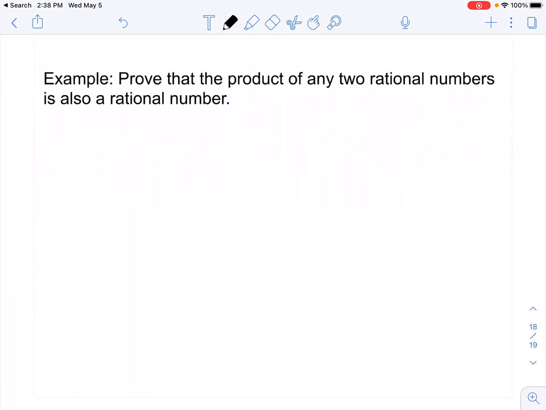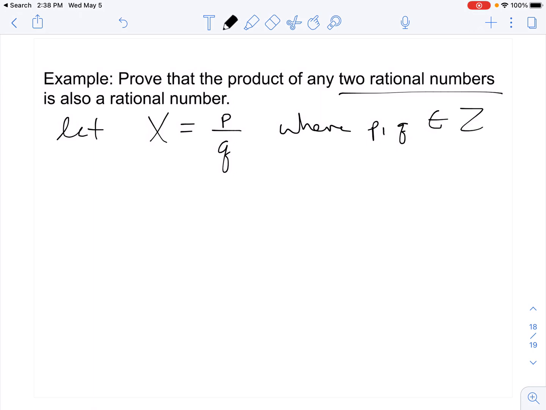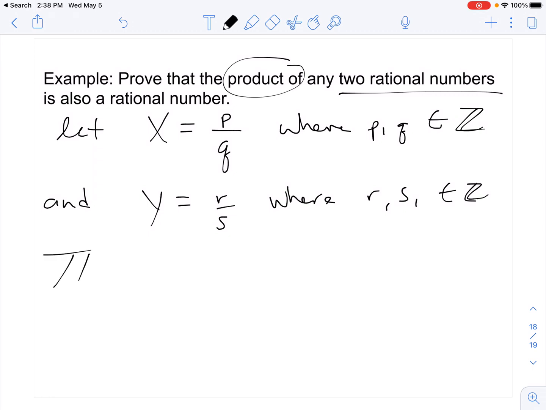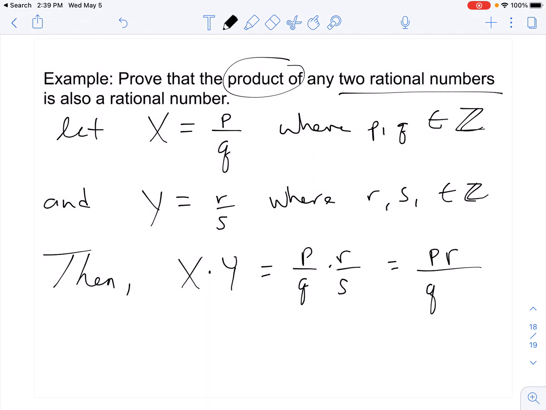Prove that the product of any two rational numbers is also a rational number. So we're going to find two rational numbers, so let's let x be equal to p divided by q, where p and q are integers, and let y be equal to r divided by s, where r and s are integers. Then the product of these two numbers, x times y, would be equal to p over q times r over s. And when we multiply, we get p times r divided by q times s.